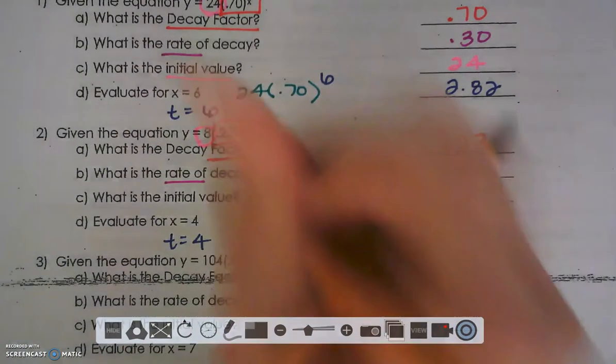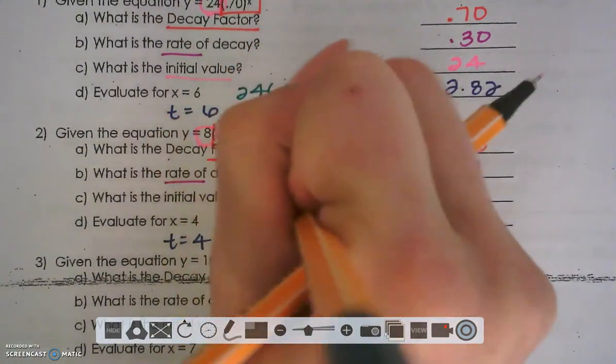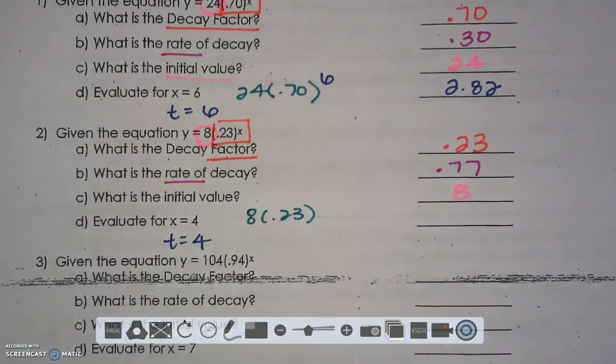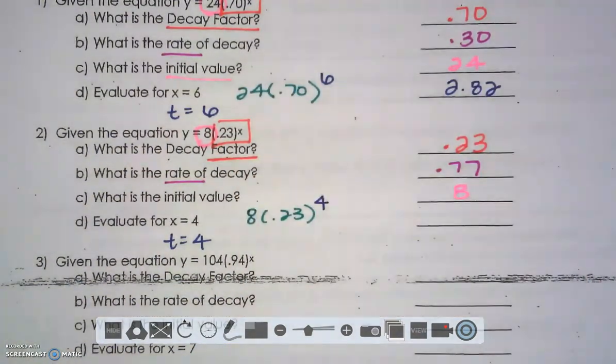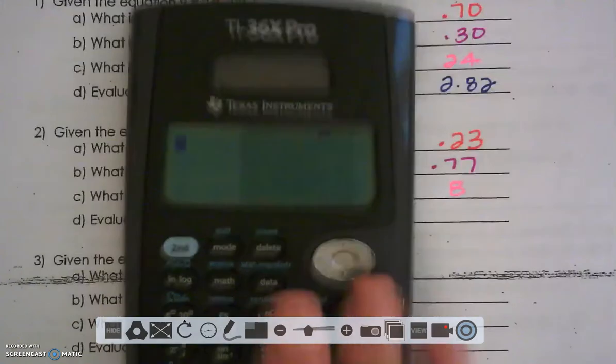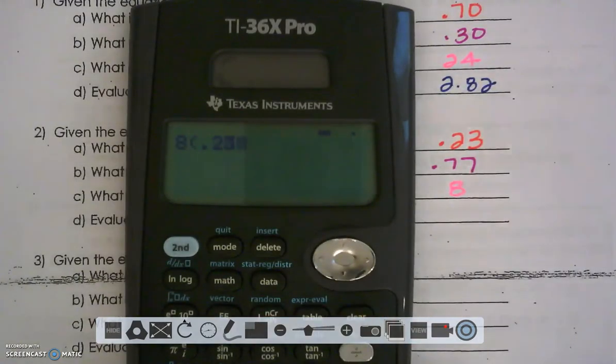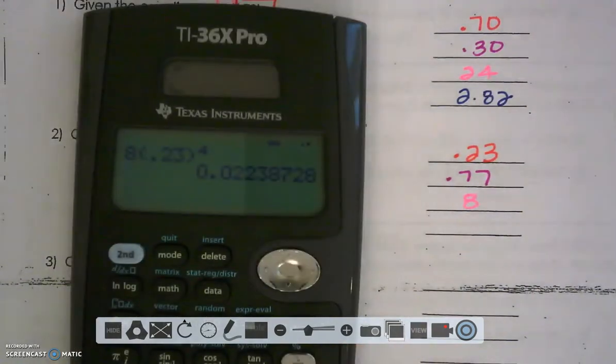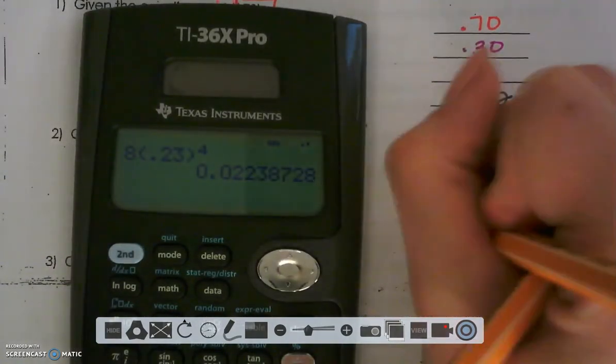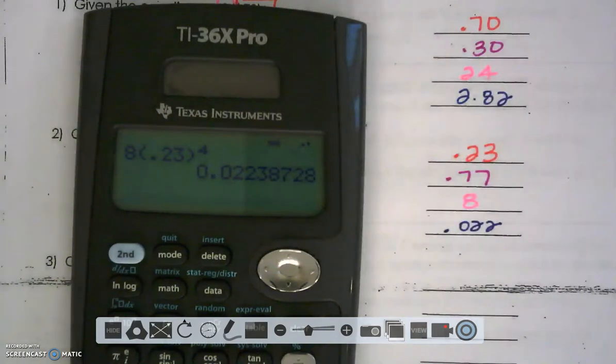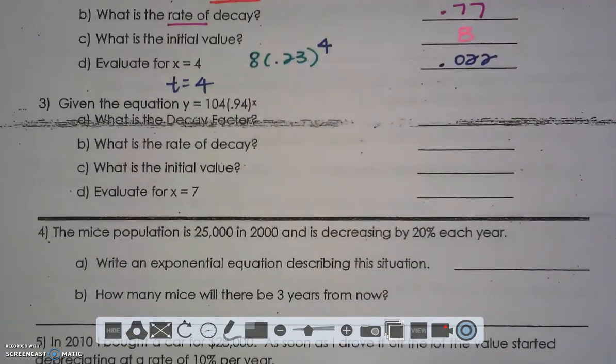So what we're going to do is we're just going to substitute. So we'll rewrite our function. And in that T spot, we're going to put in a 4. So 8 times 0.23 raised to the 4. We should get 0.02, and since 0 was my first digit, I'll just go to 3. Once again, I want you to try number 3 by yourself. Get some practice with it.